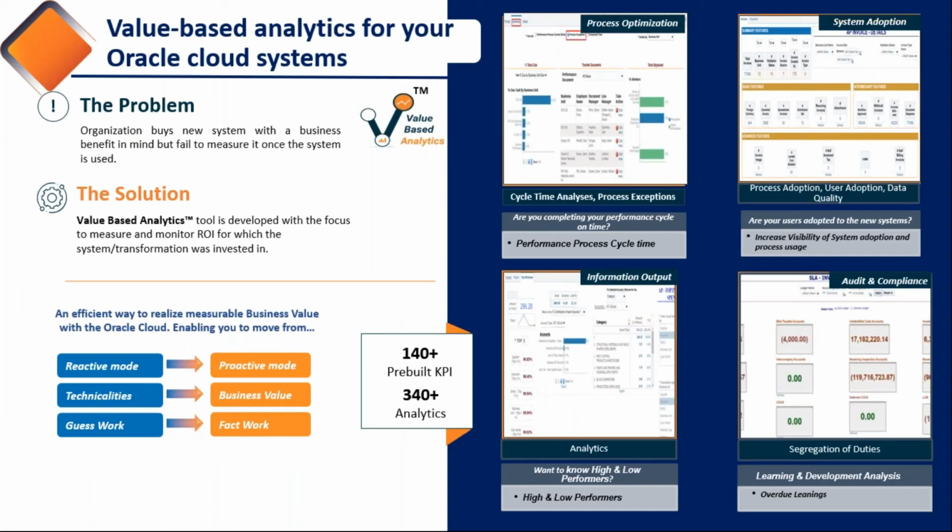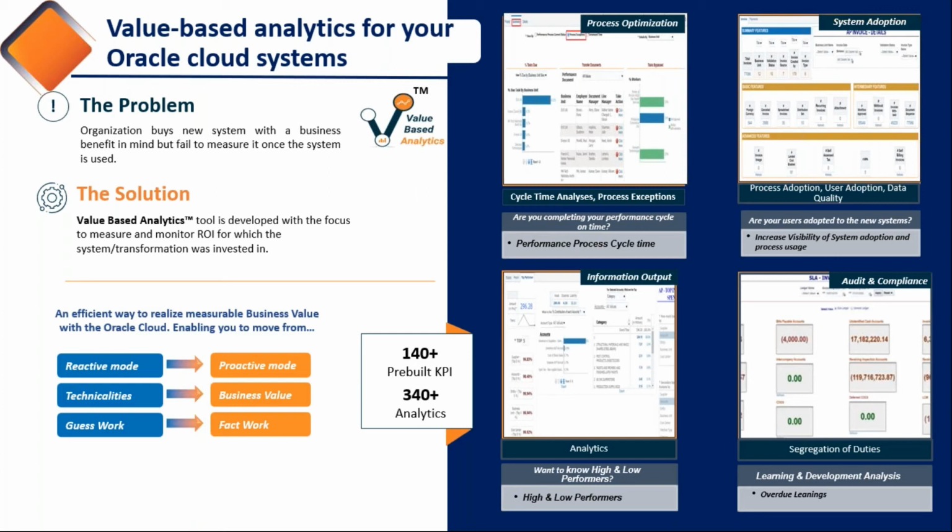We have over 140 pre-built KPIs, which equates to about 340 analytics. They're used to measure and monitor return on investment, and it very much allows you to change that mindset when thinking about your Oracle Cloud. You begin to look at the proactiveness with the data that we provide you in those reports, looking at business value, so all the changes you want to make are based on fact.